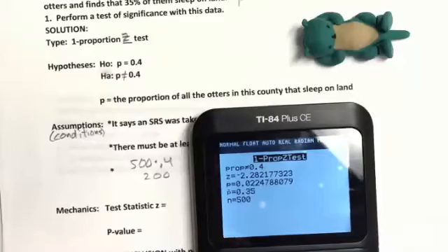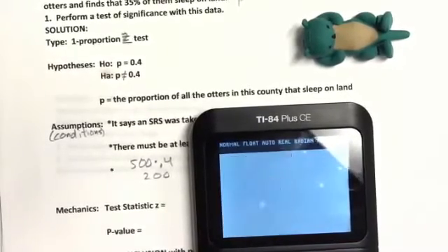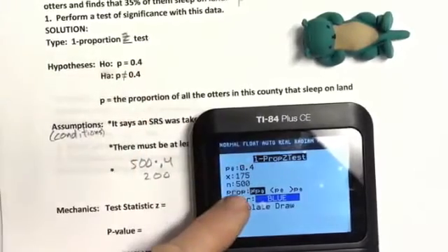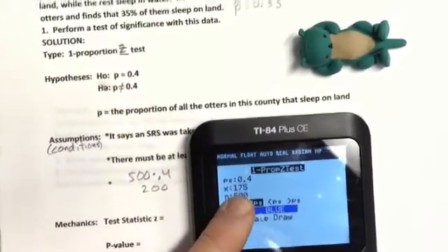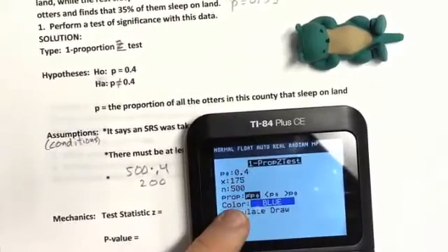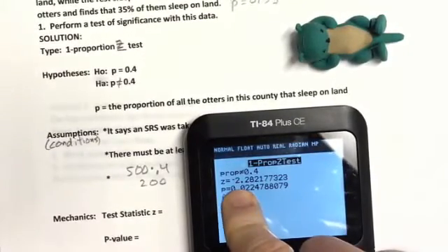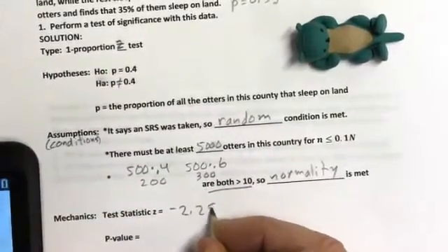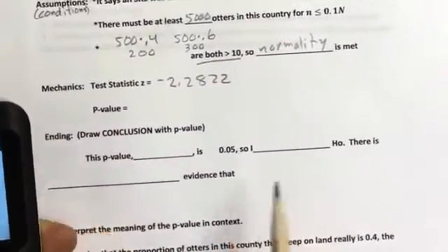I don't know if that was off the screen, but I'm going to do it again. Stat test, one proportion z-test, and then there's your hypothesized value. There's X, your number of successes, okay, 0.35, which is 0.35 times 500. And so we go like that. And that tells us, there's our z-test statistic, negative 2.2822, let's say.